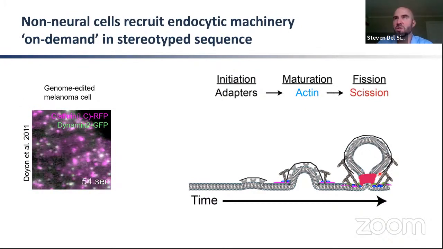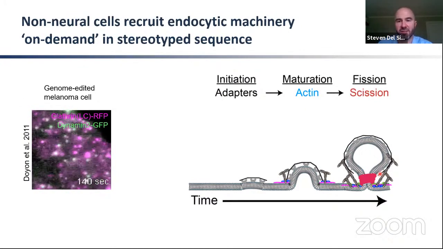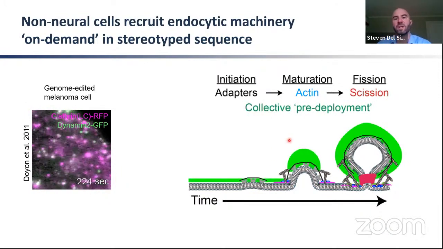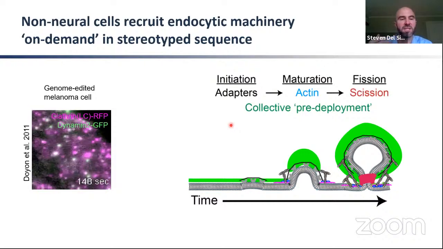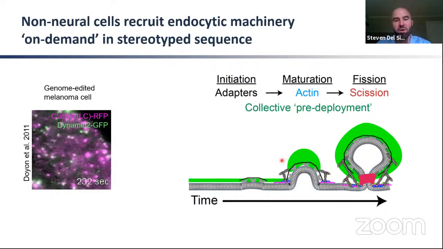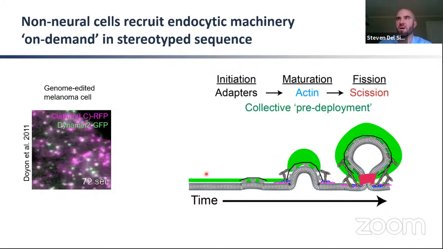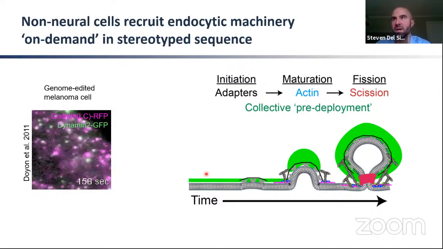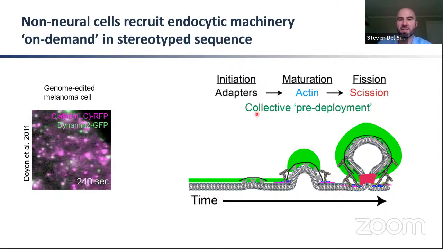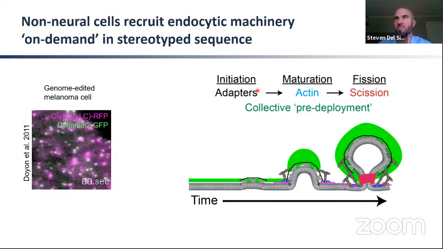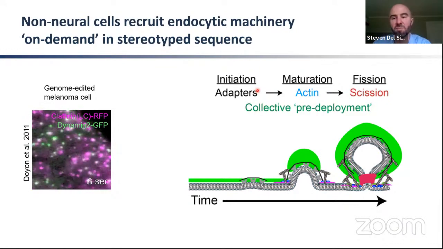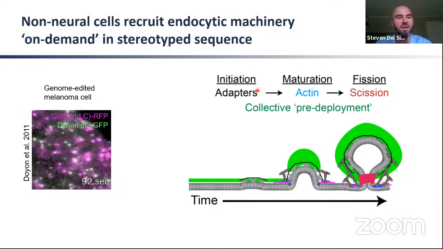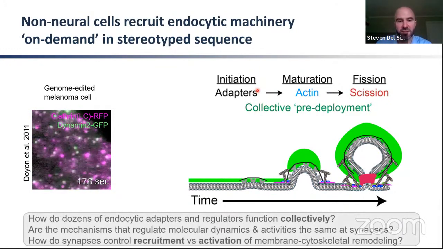So while these morphological processes are recapitulated at the synapse, it's not clear to what extent the same molecular dynamics are occurring. And so I would suggest that the previous image raises the possibility of whether these proteins are in fact pre-deployed to the membrane, and whether these subsequent remodeling steps represent different stages of activation of these proteins. And so suggesting there might be a completely different regulatory logic to their activity at synapses.